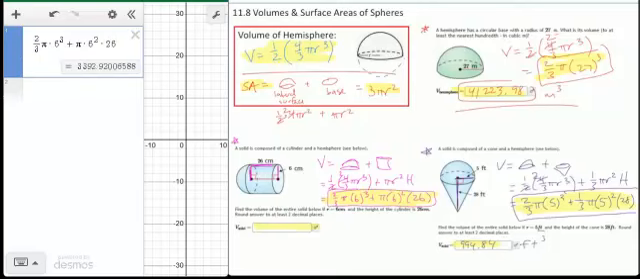And you get your total volume here to be 3392.92. The units are centimeters. Volume is 3-dimensional. And so that would be your other way to enter your solution.